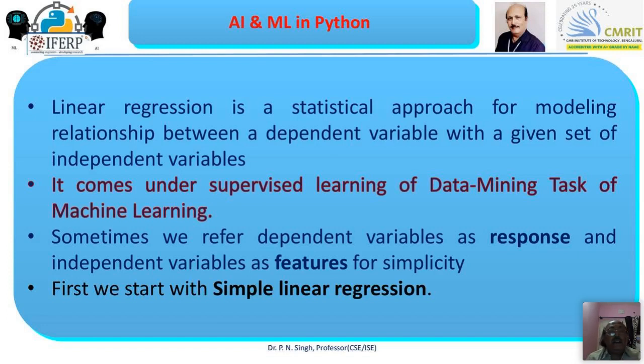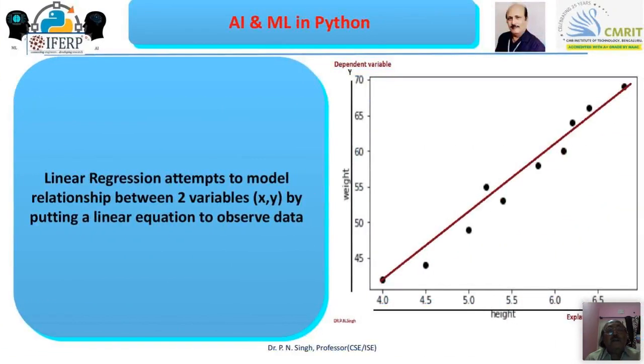And it comes under supervised learning. So first we will start with the simple linear regression. It attempts to model the relationship between two values. I have taken here directly height and weight. Height is given in feet and the weight.